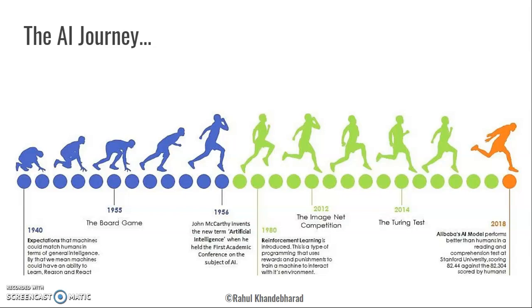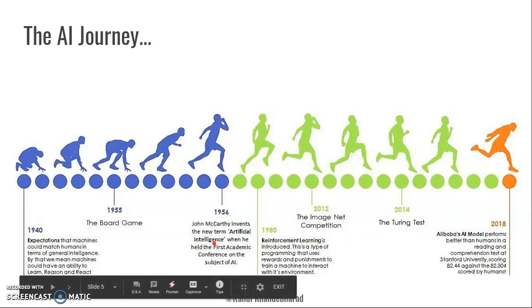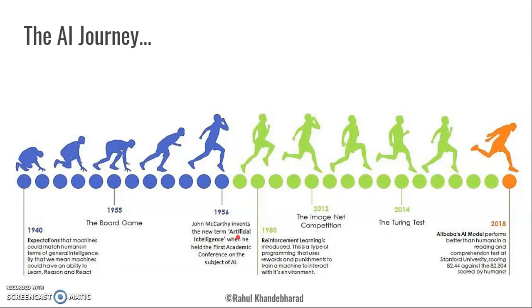So in 1955, while progress continued, AI based games were introduced which could play with humans and defeat the humans too. For example, chess and carom are the two key examples of these board games. Then it continued in 1956. It was the first time when the term artificial intelligence was coined. It was coined by John McCarthy, and it was the first time that an artificial intelligence conference was held on that subject. In 1980, the concept of reinforced learning was introduced.